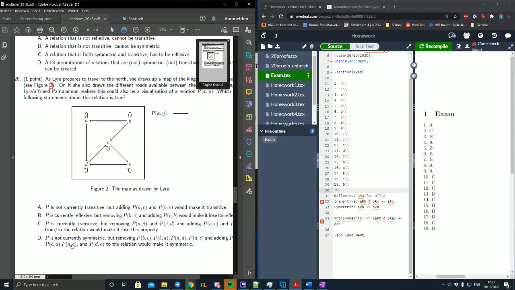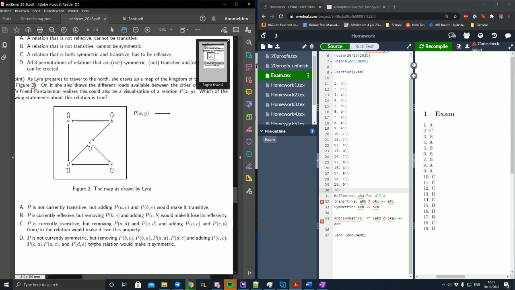And D is not currently symmetric. But removing from B to C, this one, from B to A, from A to D, and from D to C, then the only thing we would have is from C to E and E to D. And adding from E to C, A to C, and D to C. Yeah, okay. So it is D.